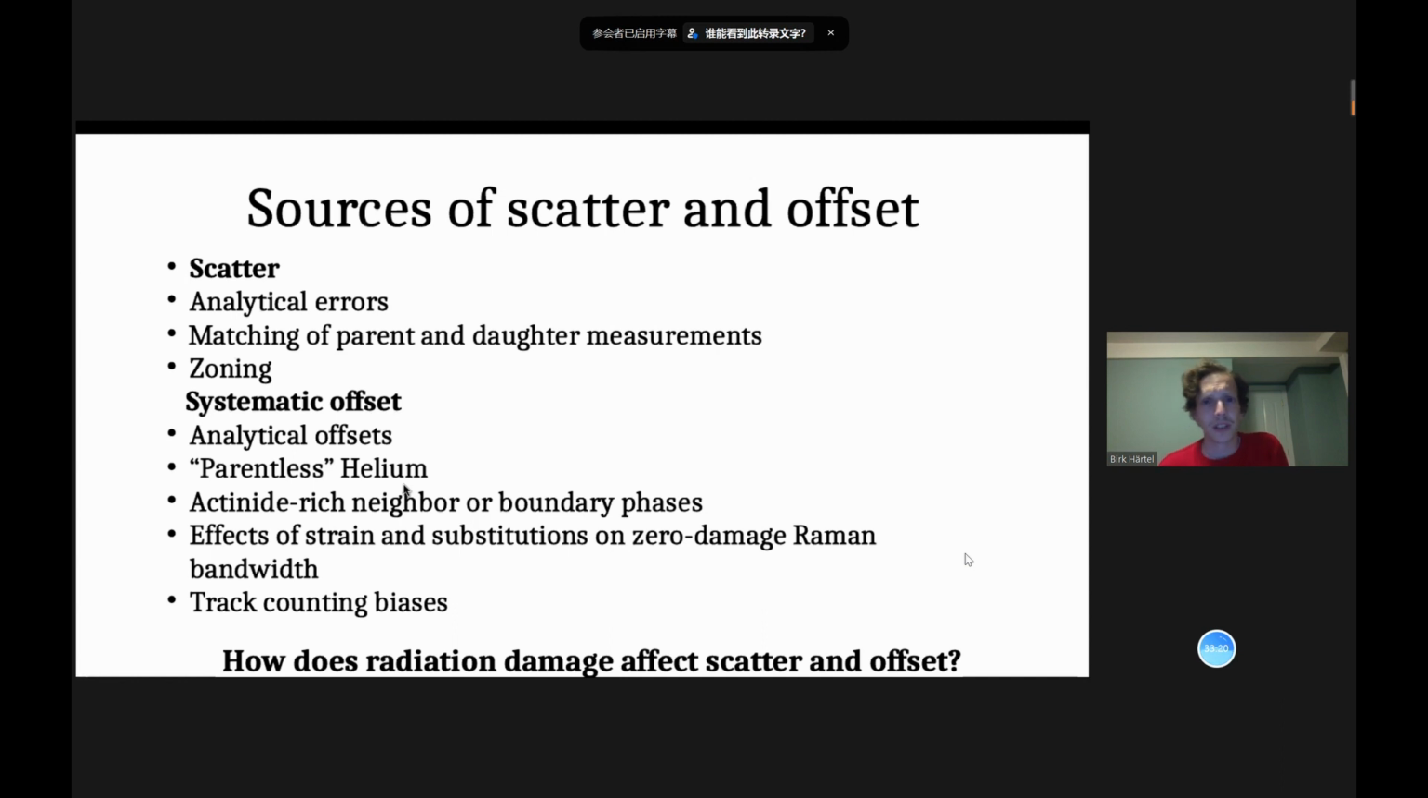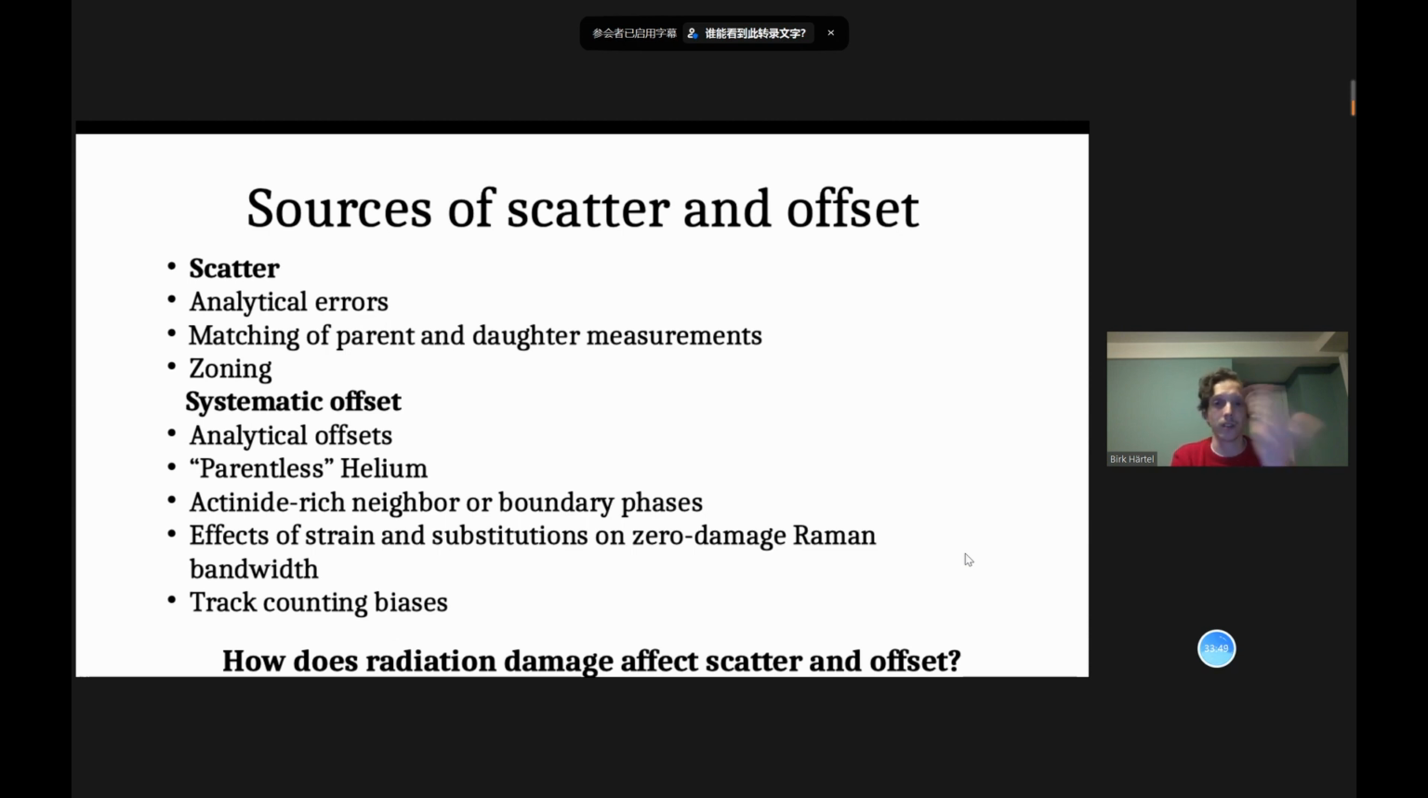Okay, I've already mentioned it a bit. To talk again about what causes this random scatter and those systematic offsets. First of all, we can always have some analytical errors or analytical offsets, like a systematic or a random error that is maybe not well defined. Of course, for the scatter, we can also have problems with the matching of parent and daughter measurements. We can have zoning.